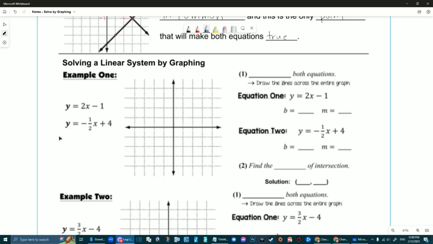Okay, Math Scholars, we're going to go ahead and do our first example of how to solve a system of linear equations by graphing. So you can see here we've been provided with the system y equals 2x minus 1 and y equals negative 1/2 x plus 4.